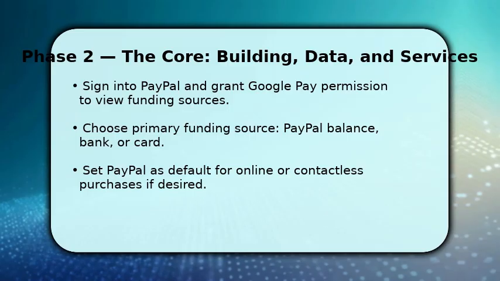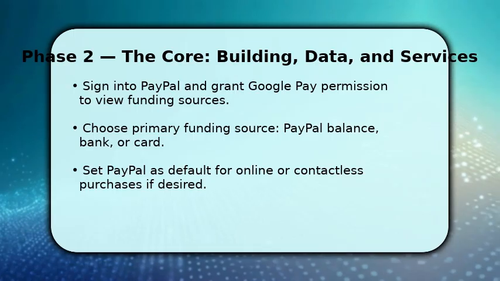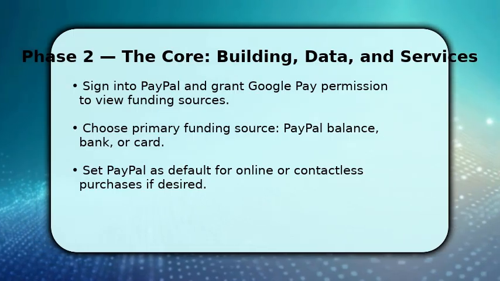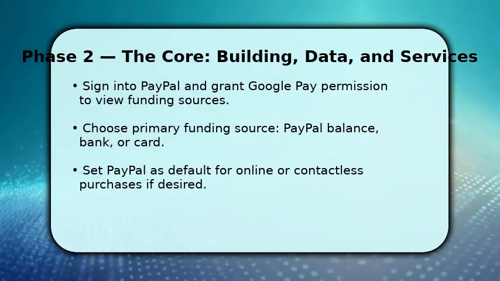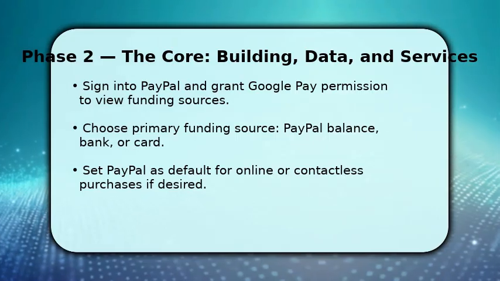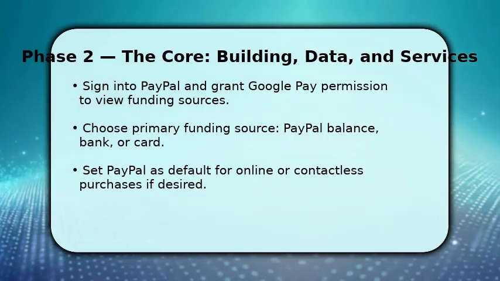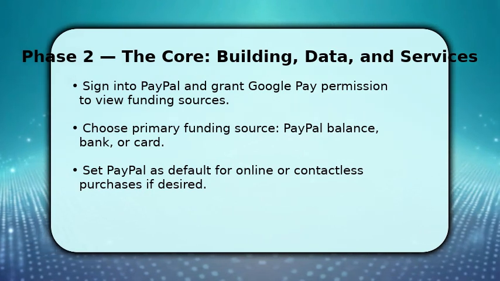Then pick which PayPal funding source you want to use, balance, linked bank, or card, because Google Pay will route payments through that option. After that, return to Google Pay and set PayPal as the default for online purchases or contactless payments if you prefer. This streamlines checkout. Make sure two-factor prompts are completed, since verification reduces declined transactions.